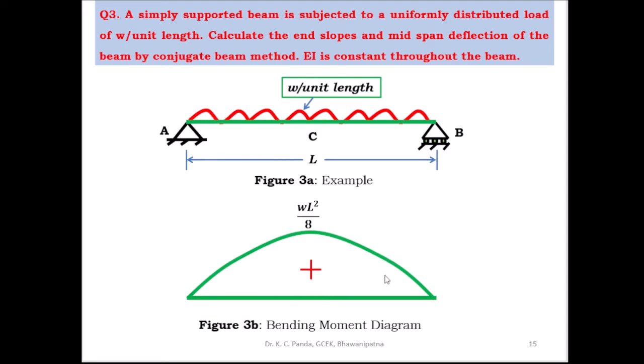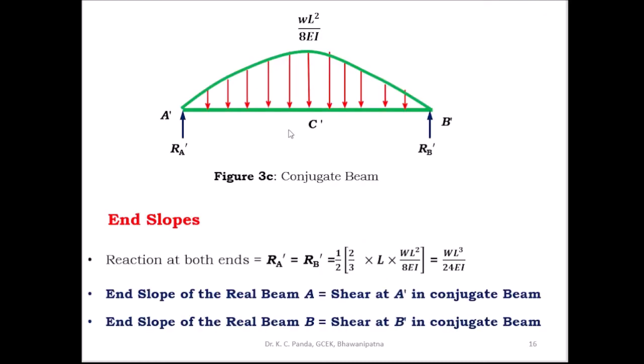Next step, you have to draw the M by I diagram, and that is the loading for the conjugate beam. So this is the conjugate beam, and here you take the M by I diagram as the loading of the conjugate beam. Here the bending moment is equal to WL square by 8, so you have to divide it by EI. So this is the M by I diagram, WL square by 8EI. At the ends the M by I diagram is 0. So this is A dash, B dash and C dash, and this is the conjugate beam.